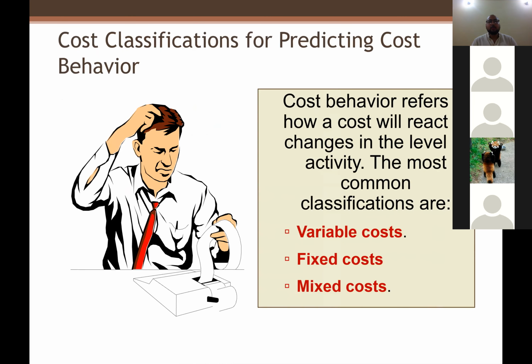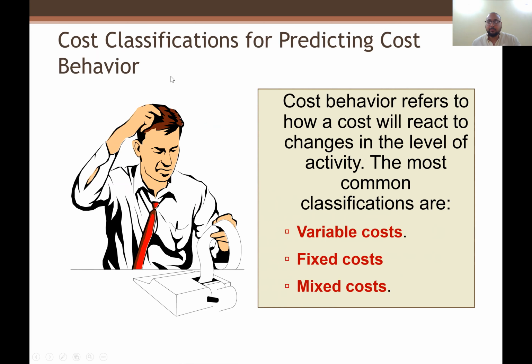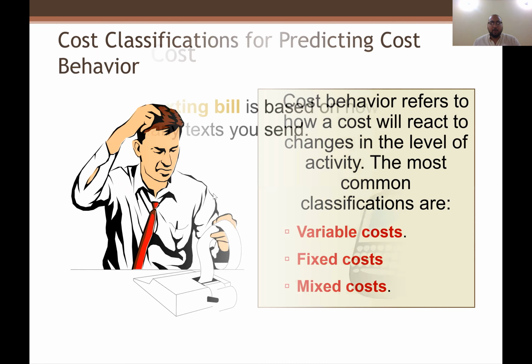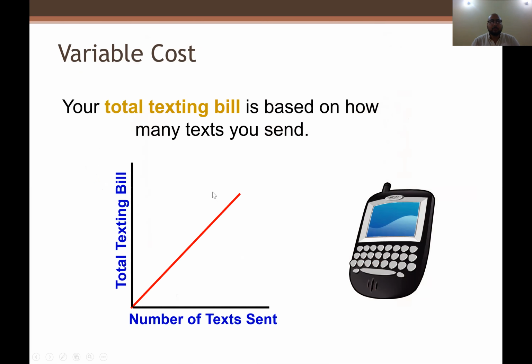So, cost classification for predicting cost behavior. When we talk about predictions, cost can be classified into variable cost, fixed cost, and mixed cost. So let's talk about the variable cost. Variable cost is the cost which increases or decreases with the level of output or quantity. When quantity increases or decreases, the cost also increases or decreases. We call that variable cost.